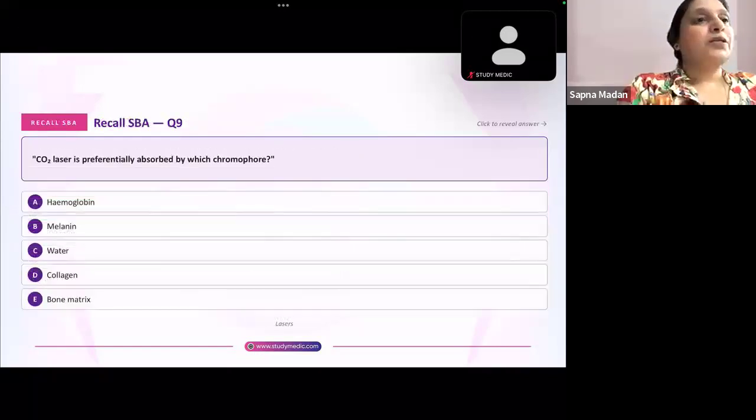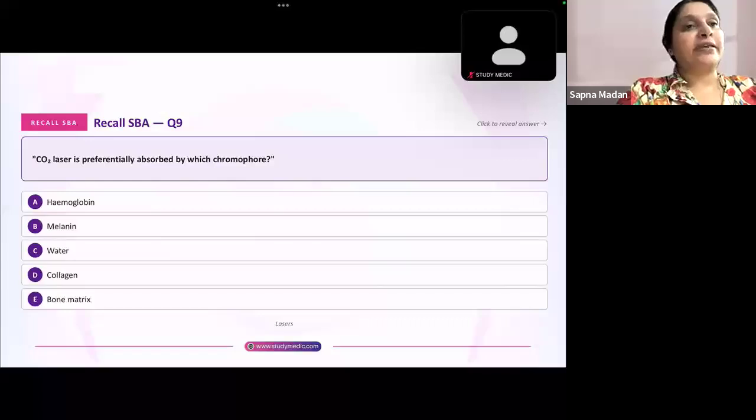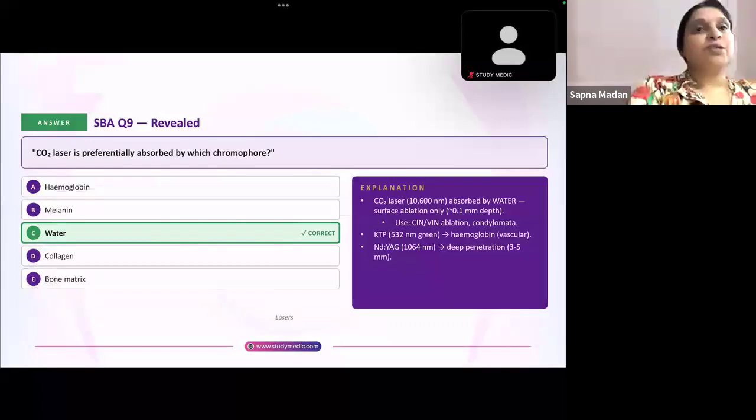CO2 laser is preferentially absorbed by which chromophore? The chromophores for CO2, KTP, and Nd:YAG are important. For CO2, is it hemoglobin, melanin, water, collagen, or bone matrix? It is water. The CO2 laser wavelength is 10,600 nanometers. It is absorbed by water, and it causes only surface ablation, around 0.1 millimeters depth, and it's used in CIN and VIN ablation and in conization matters.